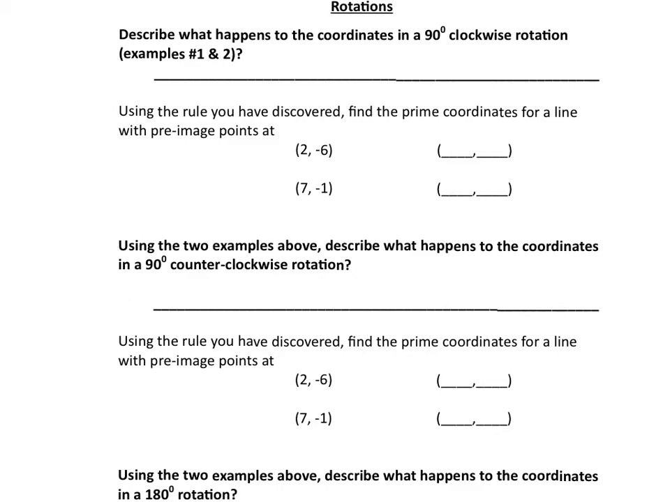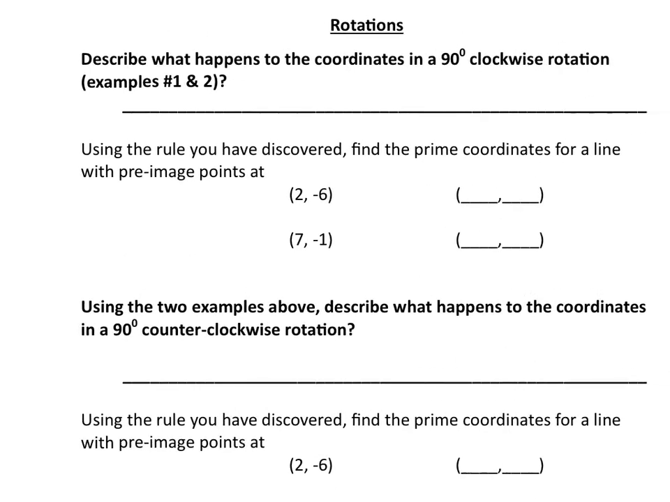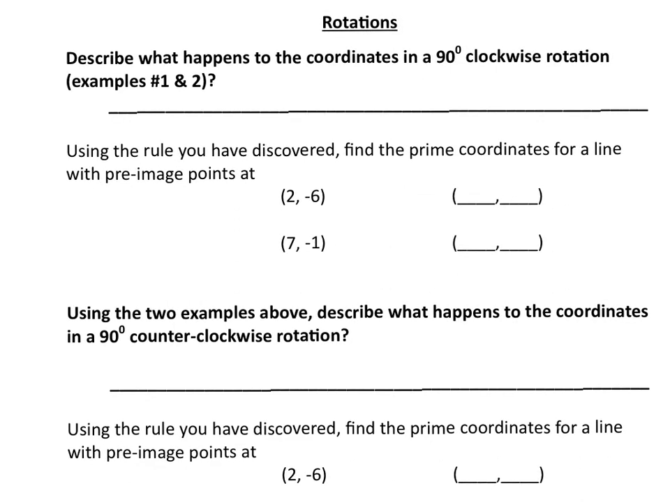So the rules for examples 1 and 2, when there is a 90-degree clockwise rotation: you should note that the coordinates will flip, and then the y-coordinate changes signs. And we saw that with example 1 and example 2, where one time it was positive and one time it was negative when it changed.